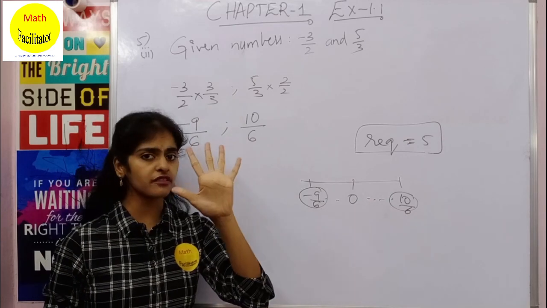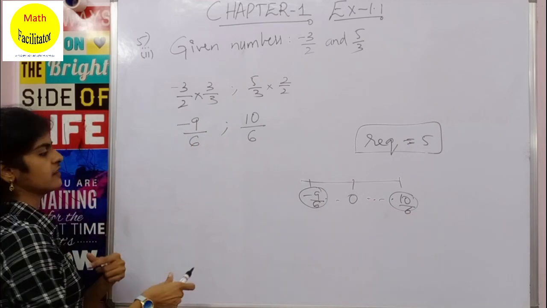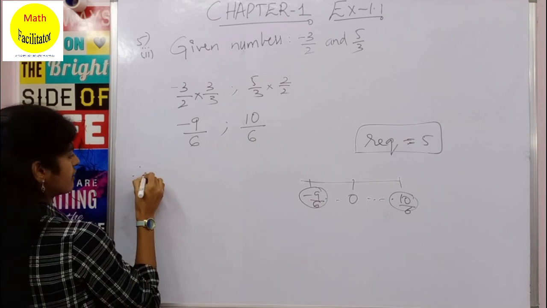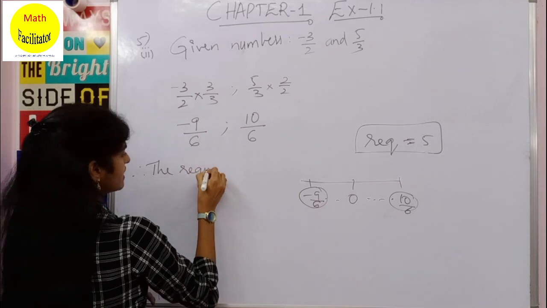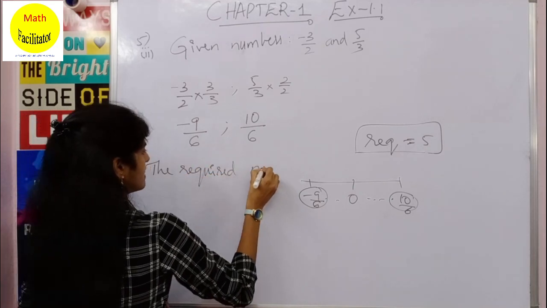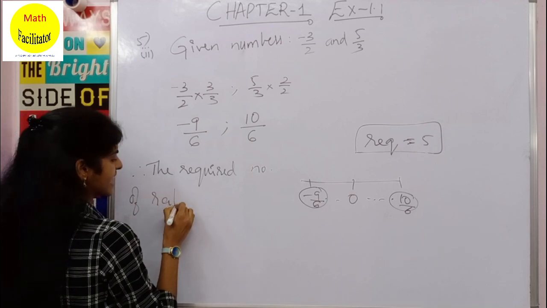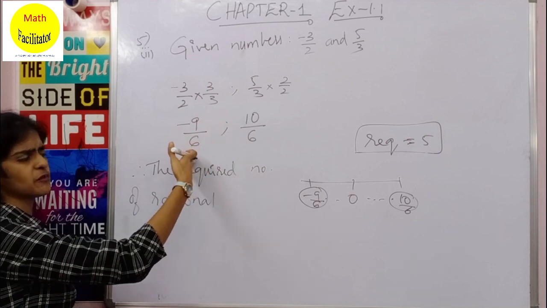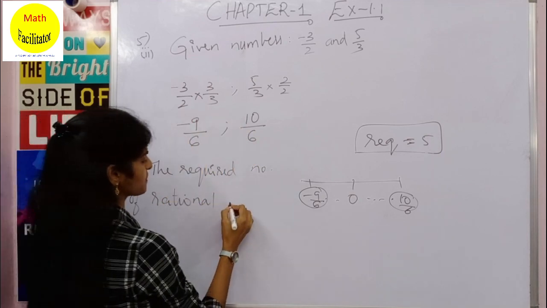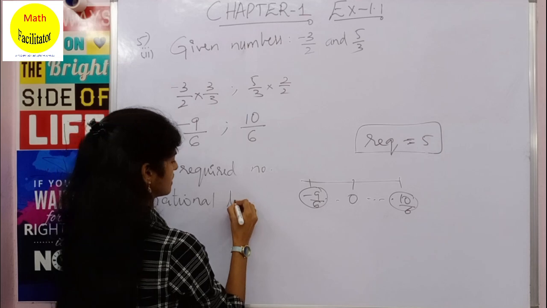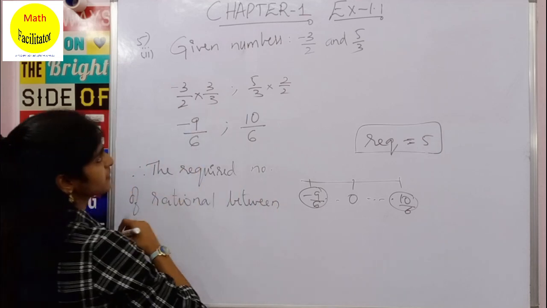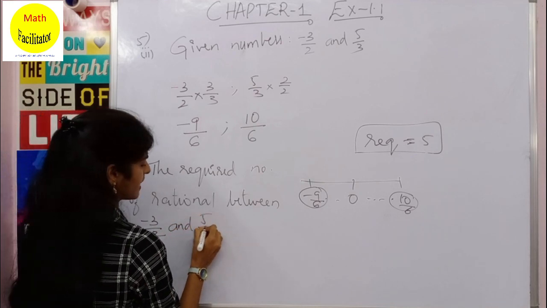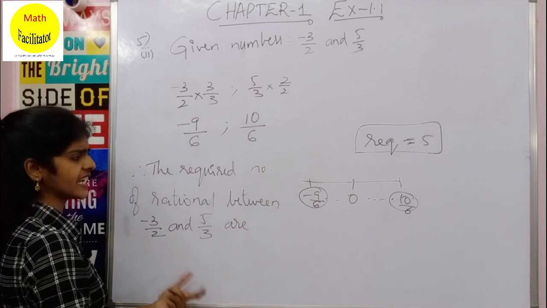Okay, but we need only 5, right? So by that I am just taking the numbers, without going to the next step. So therefore the required number of rational numbers, I can take it directly because you can sense that you can write them directly. There are many numbers between minus 9 by 6 and 10 by 6. Between the original rational numbers minus 3 by 2 and 5 by 3, you can take any number of rational numbers.